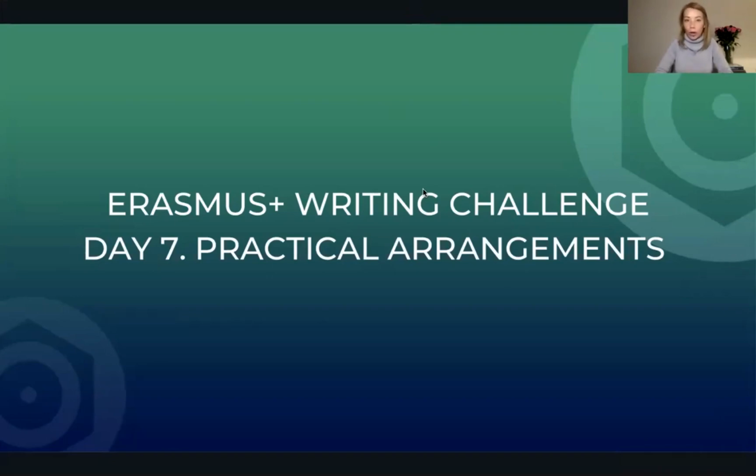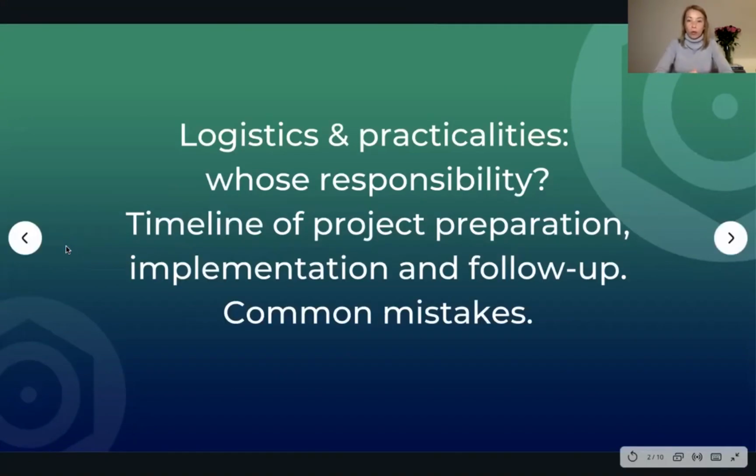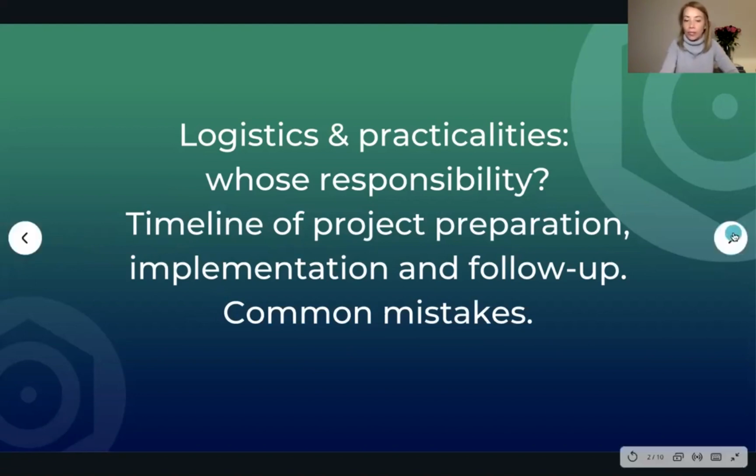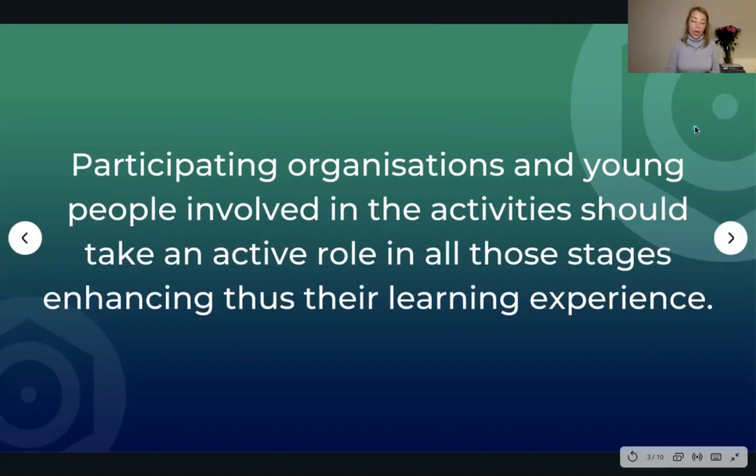So in this challenge, we are talking about KA1 projects, mobilities for youth workers and mobilities for young people. And the practical arrangements are similar in both project types, but a little bit different. We talk about logistics and practicalities and who is responsible for them, because we have several stakeholders in every project. We also will talk about the timeline of project preparation, implementation, and follow-up. And we will see if we can identify common mistakes. Let's start.